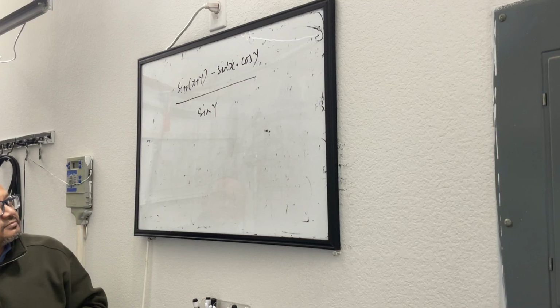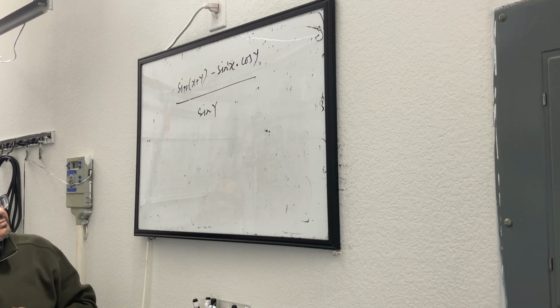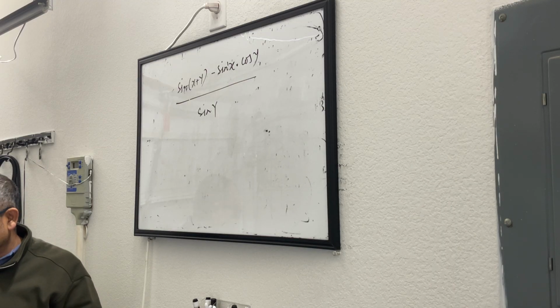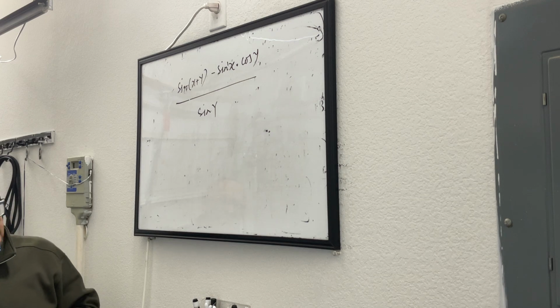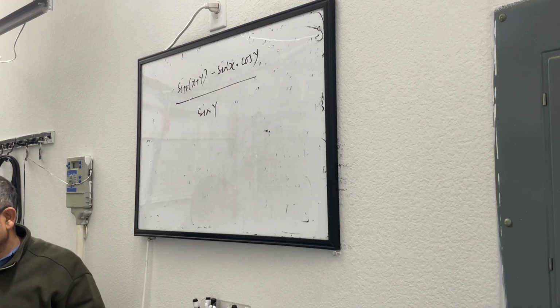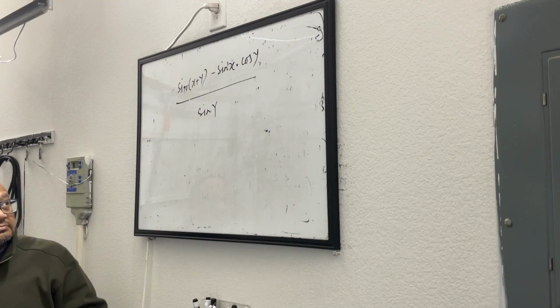I was thinking of simplifying sine of x plus y. So we get sine of x times cosine of y, and then the formula, the trigonometric identity. Then factoring all the cosines out and sines out. Then we can divide the sine with the one in the bottom.